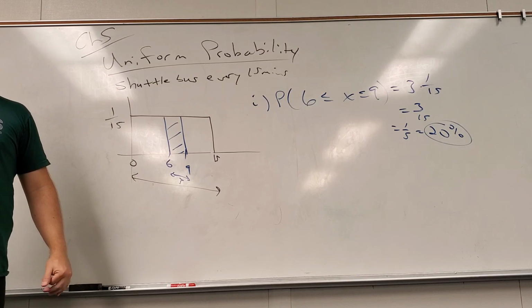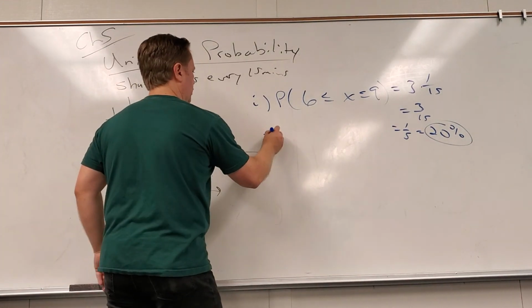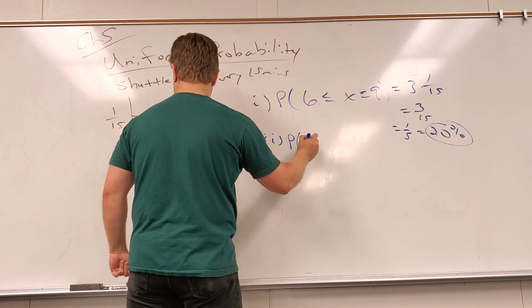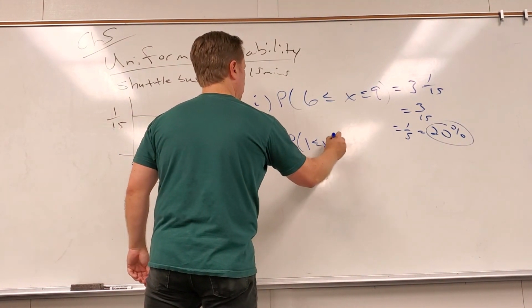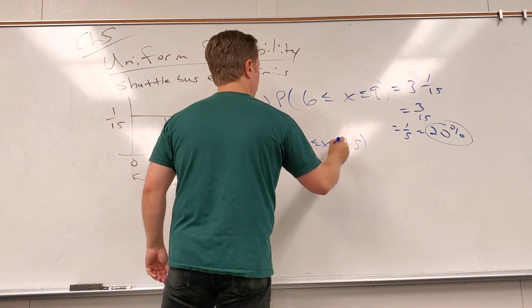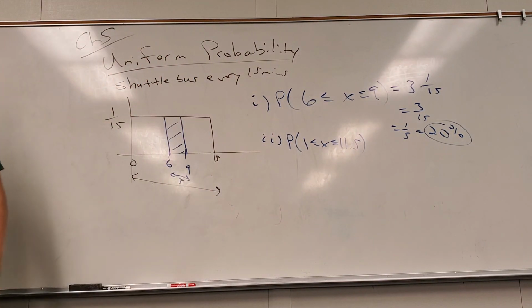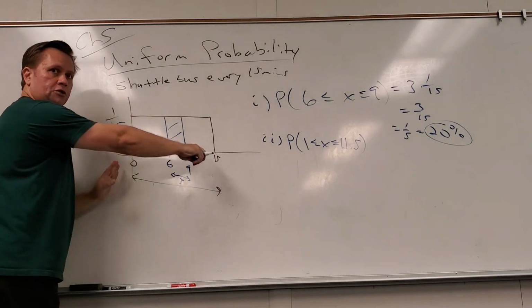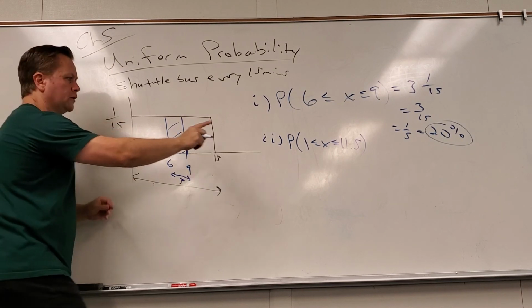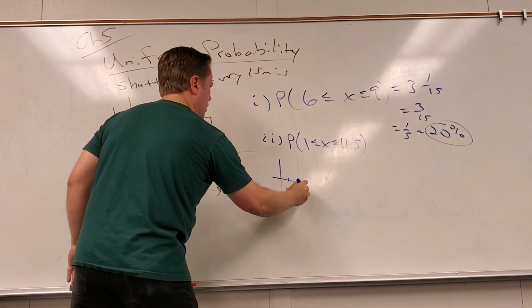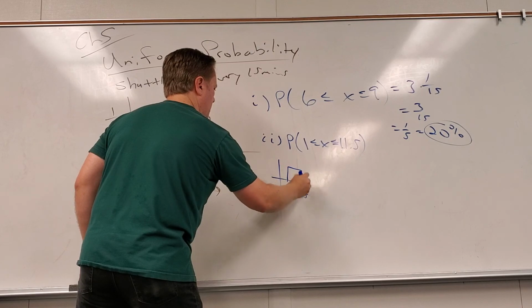Okay. So a couple more questions. One more straightforward one. What's the probability that you have to wait from 1 minute to 11 and a half minutes? You do the same thing. The main picture can never change. What I always get is somebody redraws it, so they only have a box. That doesn't make any sense.